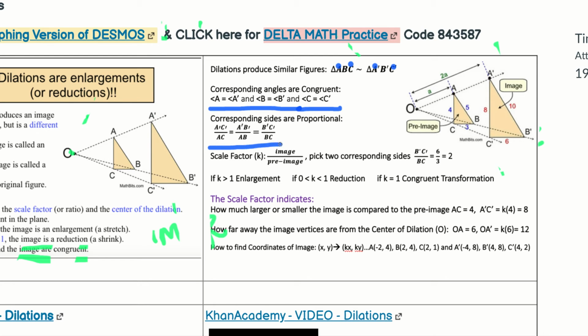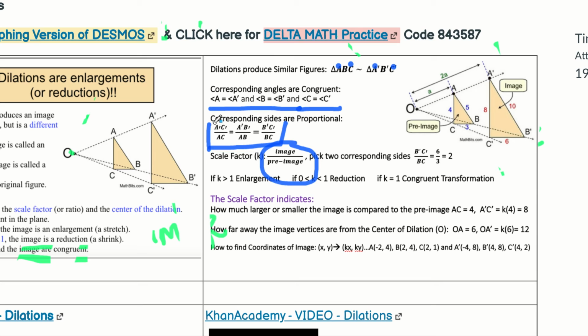When you're dealing with scale factor, you have to put the image on top, okay? When you're dealing with dilations, period, it's all about the scale factor. You have to find it. If you have it, you're going to have to use it, okay? So scale factor is image divided by pre-image.